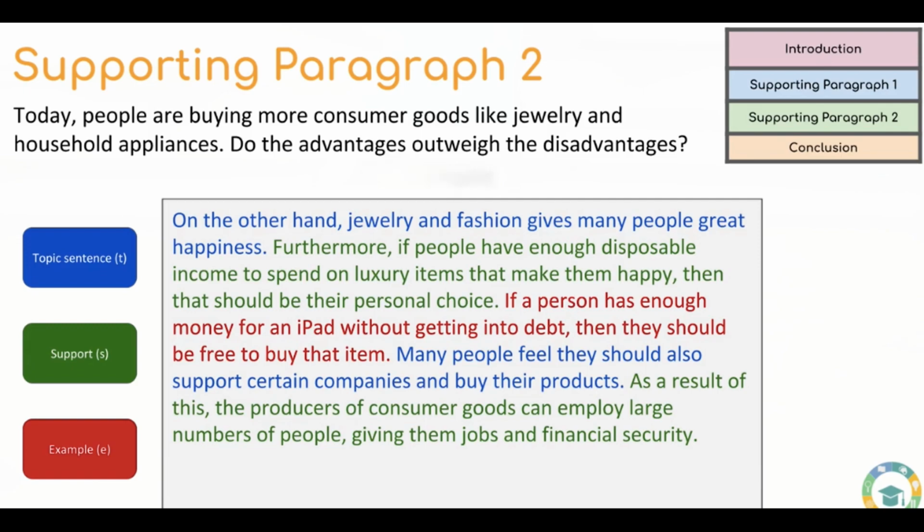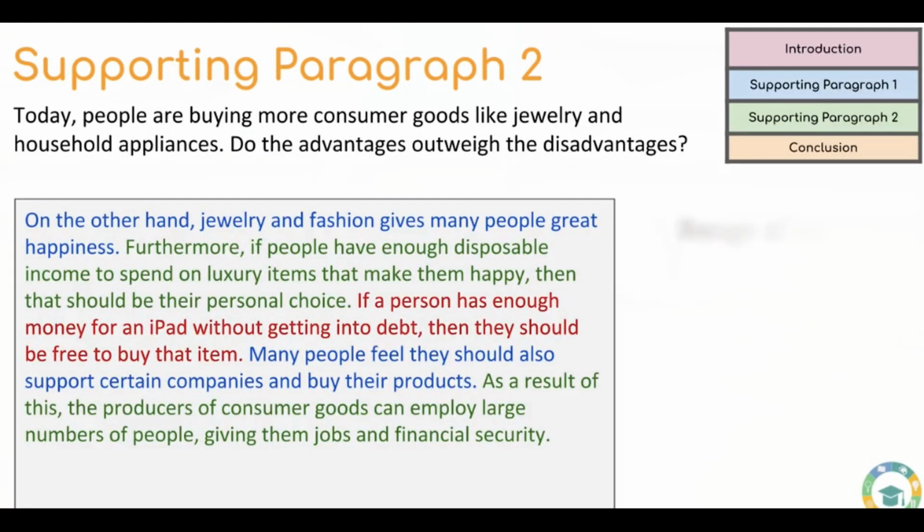Let's take a look at what went well in supporting paragraph 2. Again, the writer shows an excellent range of vocabulary by not repeating language too often. This paragraph is also well organised and sticks to the topic support example structure. And finally, there's also an excellent range of openers used in this essay. So now we have our two supporting paragraphs. Firstly for disadvantages and our second paragraph for advantages. Now it's time to give our conclusion and to give our own opinion.